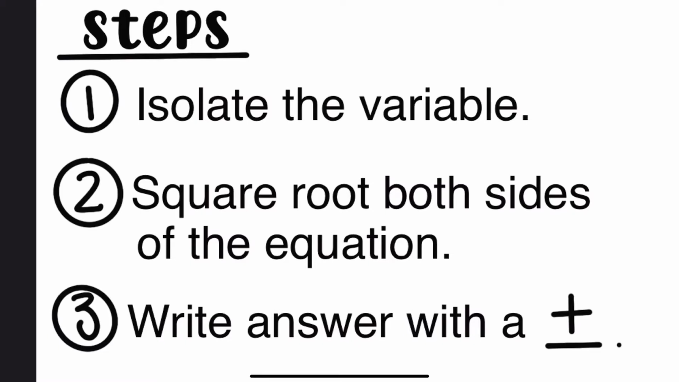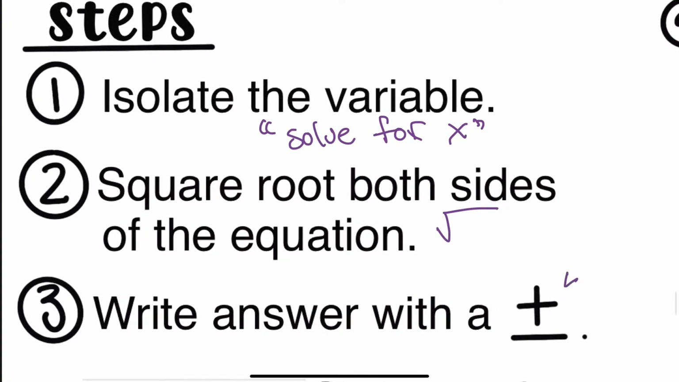Step number 1 is going to be isolate the variable. A different way to put this is solve for x. We are just going to make sure we get our x by itself first. First job. Okay. Second step, square root both sides of the equation. Exactly what we just did in the last set of notes. We are going to simplify whatever we have. And then write your answer with a plus or minus sign. That's what that is. This is a plus or minus.